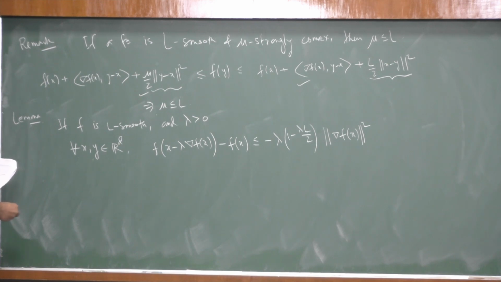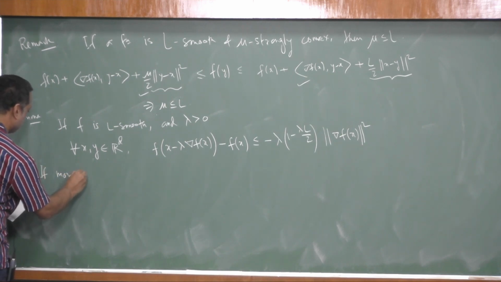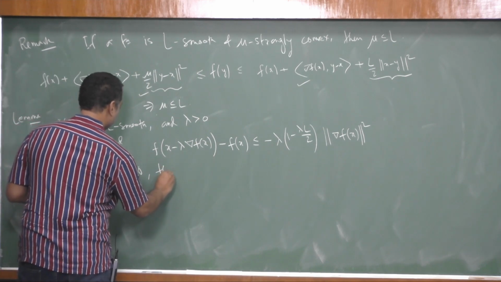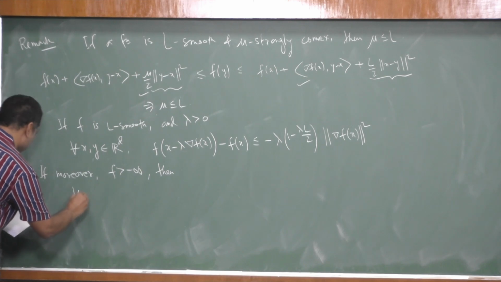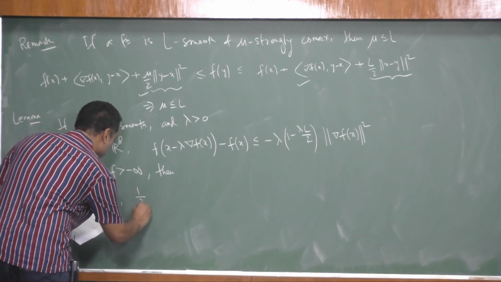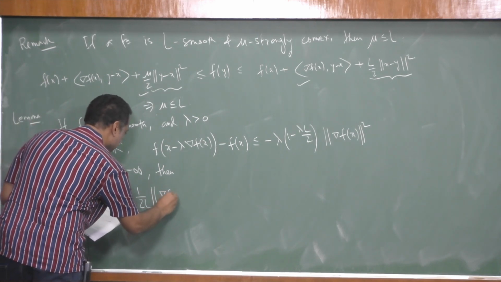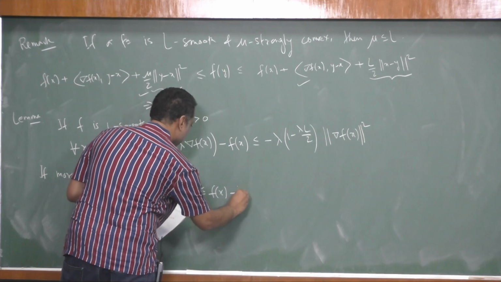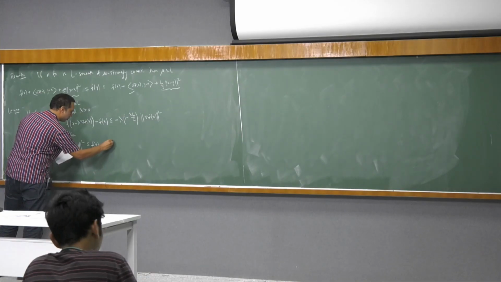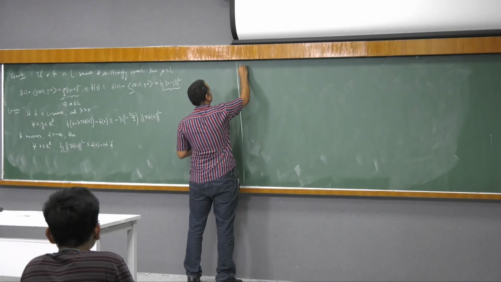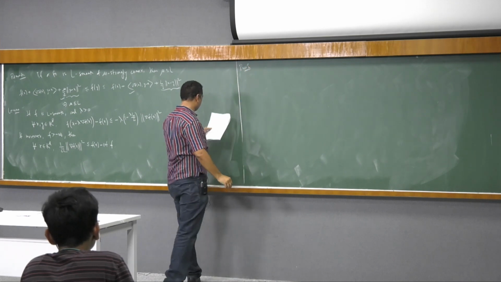And there is an additional statement. So if moreover f is greater than minus infinity, so basically f is bounded below, then for all x in d-dimensional space, 1 by 2L times norm of gradient f(x) squared is less than or equal to f(x) minus infimum of f. So let us try to prove this inequality. If you think I have done this, then stop me, okay.